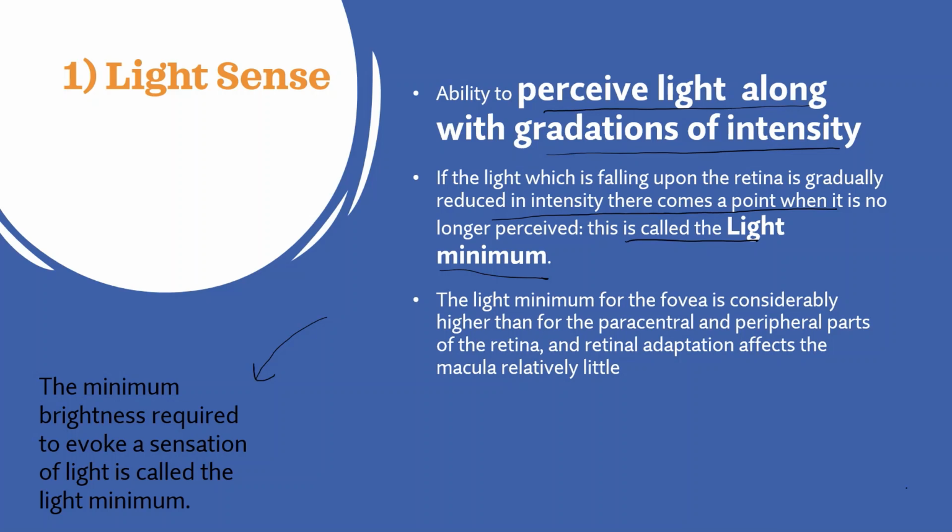So whenever we talk about light minimum, the highest light minimum is at the fovea. Why the fovea? Because it has the maximum number of cones. Thus, its light minimum is higher. That is, the minimum brightness required is higher than in the other peripheral regions of the retina.